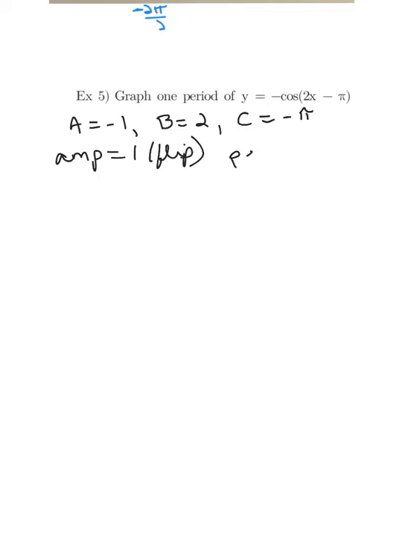Period. We take standard length, 2 pi, divided by the b in the problem, which is 2. So period length for this function will be pi. Increments. Take the period length you just found of pi and divide it by 4. So our increments are pi over 4. We need to count by pi over 4s. Our phase shift.